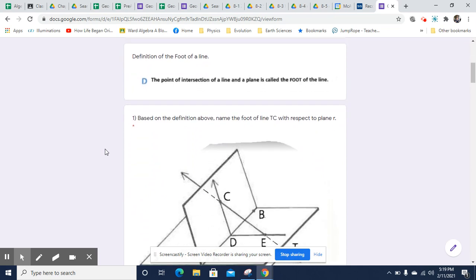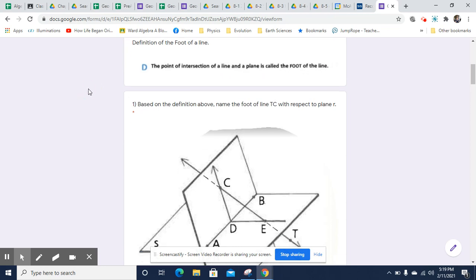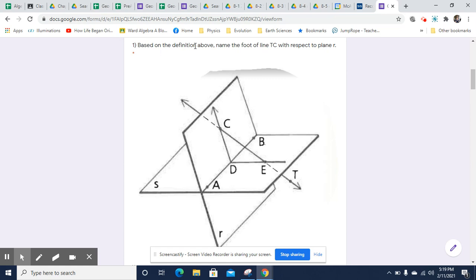You will need, once again, the definition of the foot of a line. The definition of foot of a line: the point of intersection of a line and a plane is called the foot of the line. So based on this definition, name the foot of the line TC with respect to plane R.